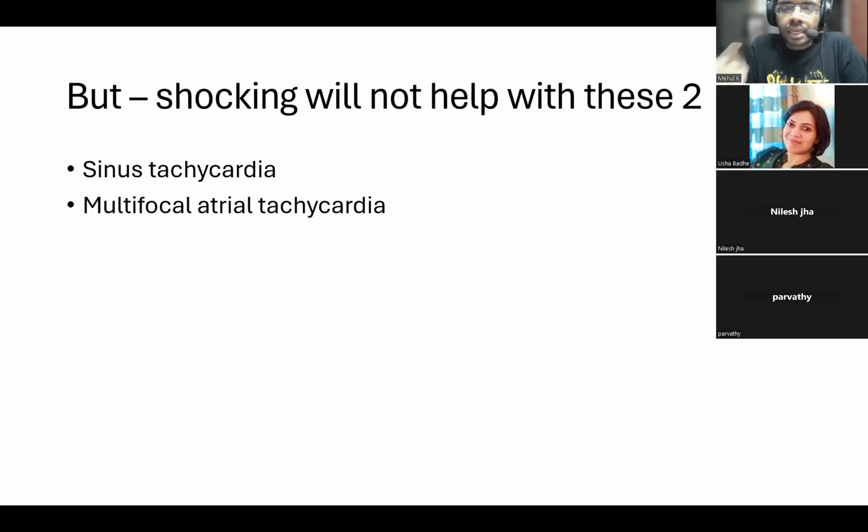So trying to go for rate control or rhythm control in these two conditions is not going to be productive, and electricity is not going to work. But in case you actually mistook something for these things and gave an electrical cardioversion to a patient, you are unlikely to cause much harm. So if you are in doubt and the patient is unstable, do not be hesitant to use electricity in those patients.